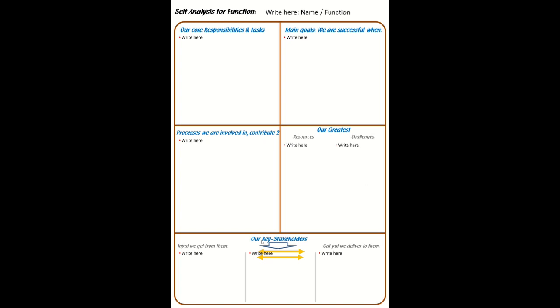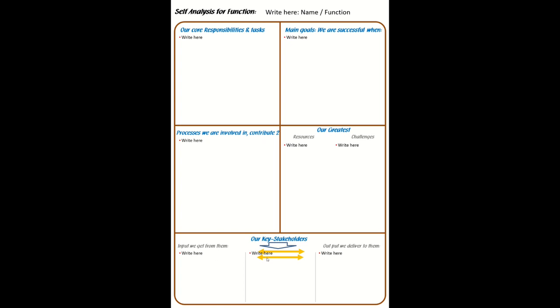Then at the bottom, you find our key stakeholders. First, in the centerpiece, you write the different key stakeholders. It could be a neighboring department, it could be a client, whatever it is. You just write them down. In the next step, you think about what input you get from each stakeholder. So from the client, what input do we get from them? We get an order.